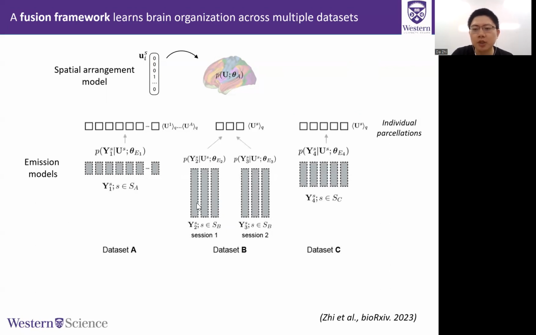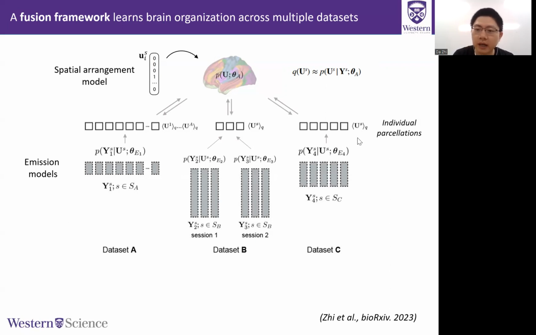During the learning, the emission model calculates each of these subject-specific data likelihoods and passes them up to the central arrangement model. And now the job of the arrangement model for every subject is to calculate or approximate the posterior probability of P of U given the data likelihood and the parameters. I should mention here, in many cases, there is no closed form solution, so we need to come up with a proposal distribution.